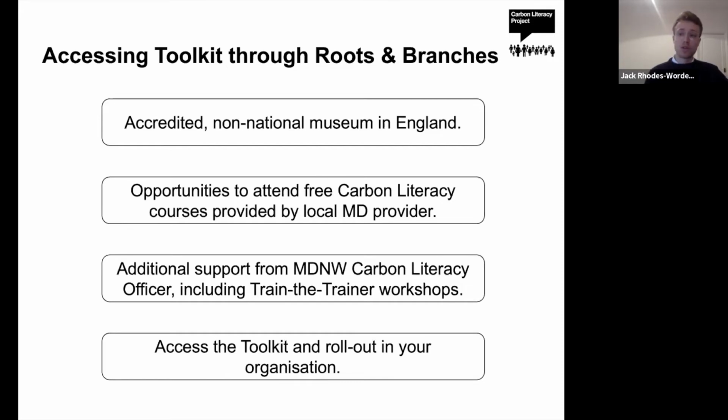Once you're carbon literate and you're ready to roll out the toolkit in your organisation, you can contact Alison, or you can contact the Carbon Literacy Project as well to receive access to the toolkit.